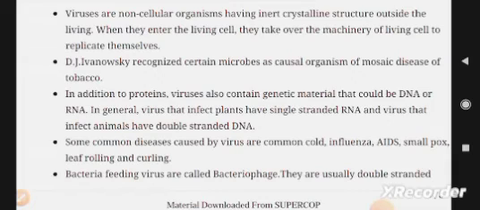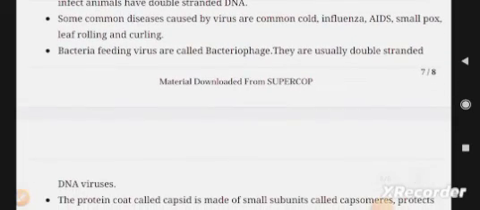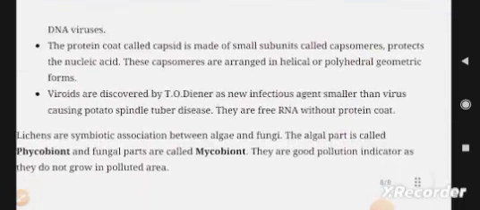In addition to proteins, virus also contains genetic material that could be DNA or RNA. In general, viruses that infect plants have single-stranded RNA, and viruses that infect animals have double-stranded DNA. Some common diseases caused by virus are common cold, influenza, AIDS, smallpox, leaf rolling, and curling. Bacteria-feeding viruses are called bacteriophage. They are usually double-stranded DNA viruses.